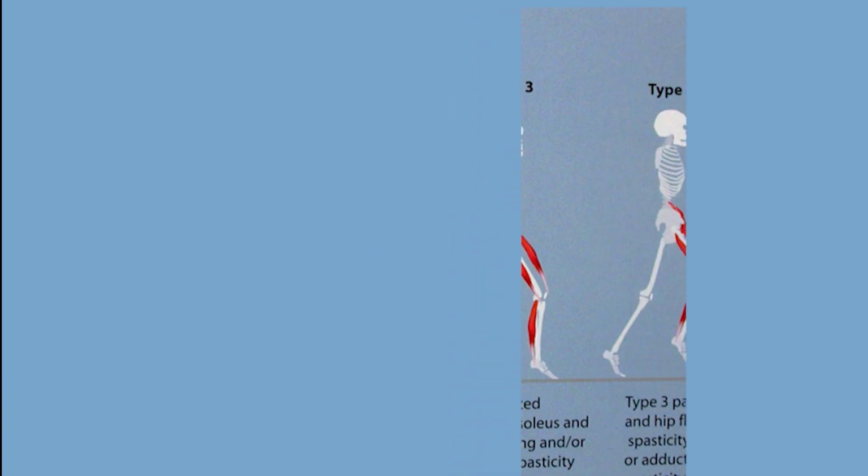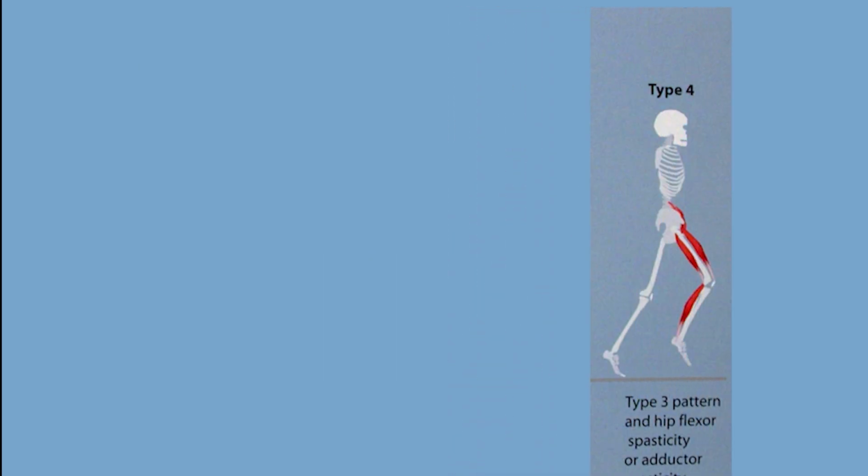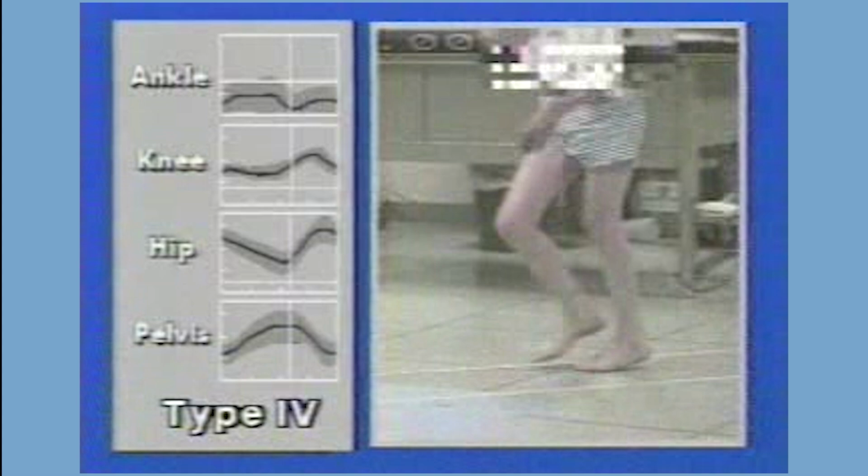Now we move to type 4 of hemiplegic type cerebral palsy. In type 4, there are all the features that we've seen in type 3, plus some spasticity in the hip flexors and occasionally hip adductors. Let's look at the video of this child with type 4 hemiplegic cerebral palsy.